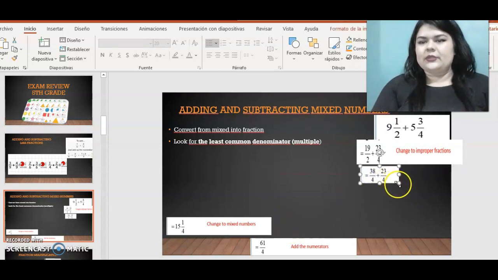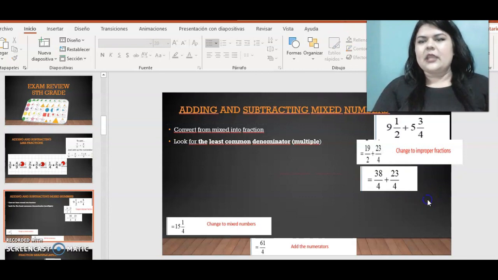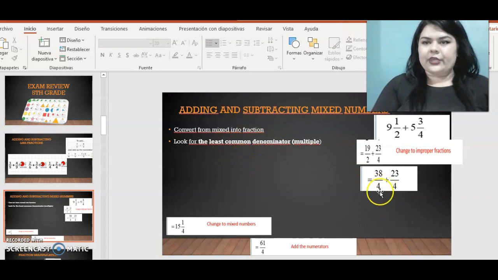Now, how can I know that this is the next step? Because look, if my least common denominator is 4, I copy 4 here and I copy 4 here because I need to change it. Now, 4 divided by 2 is 2 times 19 is 38. I got my first. Now the second, 4 divided by 4 is 1 times 23 equals 23.